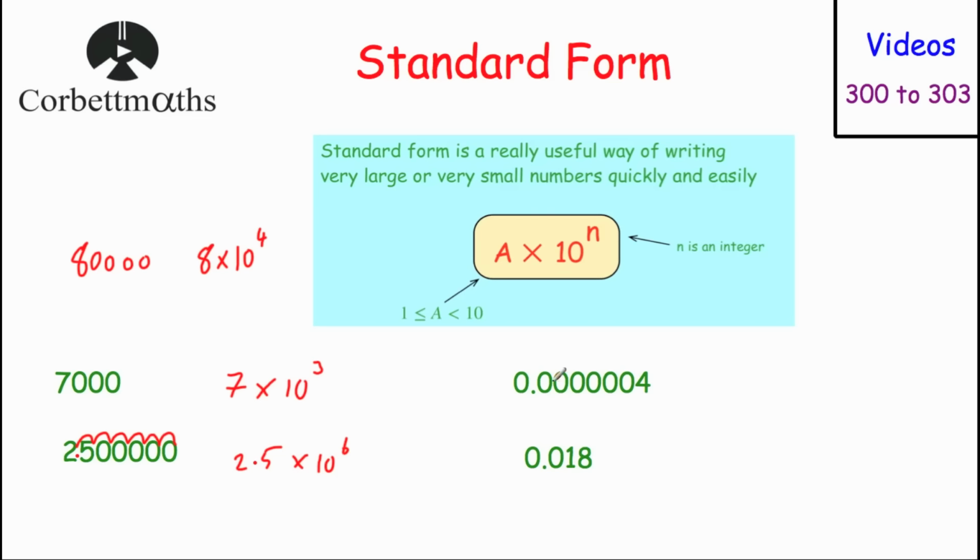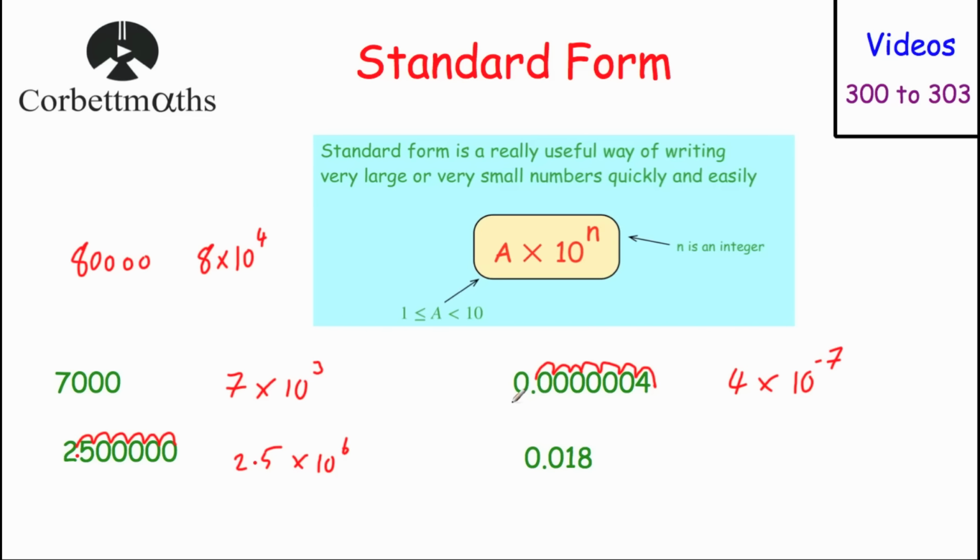Okay, next let's look at some small numbers. So here we've got 0.0000004. So that would be 4, the number we would choose between 1 and 10. We need to multiply by 10 to the power of. Now we've got a small number here which is less than 1, so this is going to have a negative power, and we need to figure out how many times we move the decimal point to get from 4 to be this number. So if we had 4, the decimal point would be here, and we would move it 1, 2, 3, 4, 5, 6, 7 times. So the answer would be 4 times 10 to the power of negative 7.